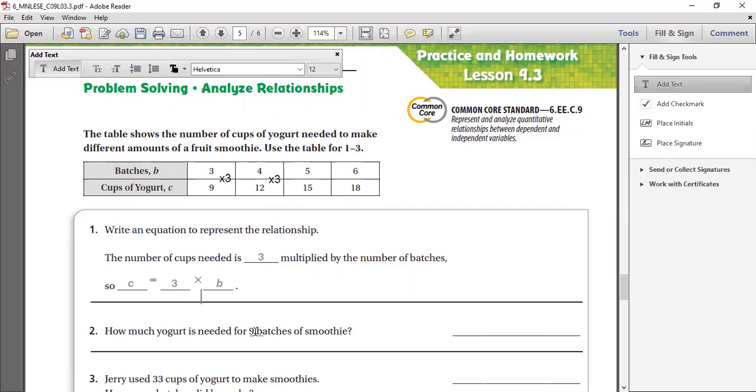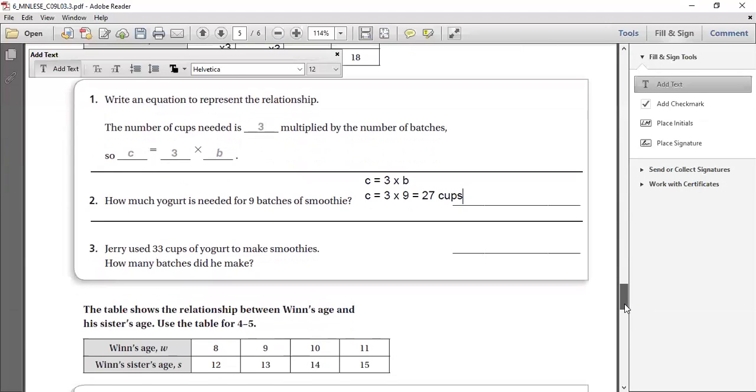How much yogurt is needed for 9 batches of smoothie? Smoothie batches is shown with B. So first you write the equation. The equation is C is equal to 3 multiplied by B. We need to find C, because they're asking how many cups of yogurt. We don't know that. That is 3 multiplied by, in place of B, we will write 9, because they're asking for 9 batches. So it's going to be 27 cups of yogurt. They will need 27 cups of yogurt to make 9 batches of smoothie.